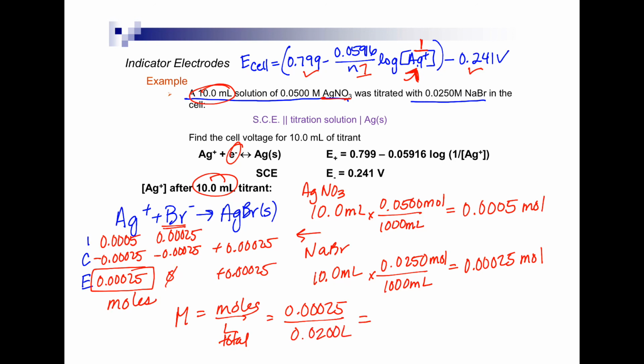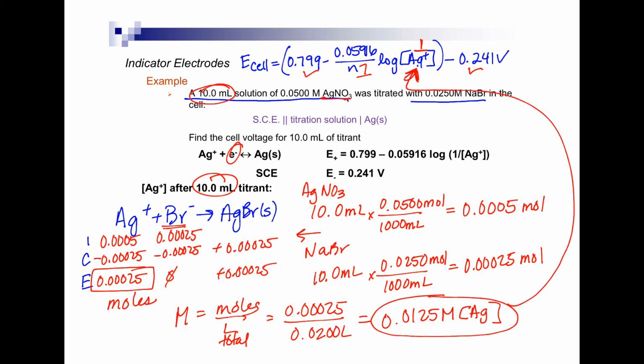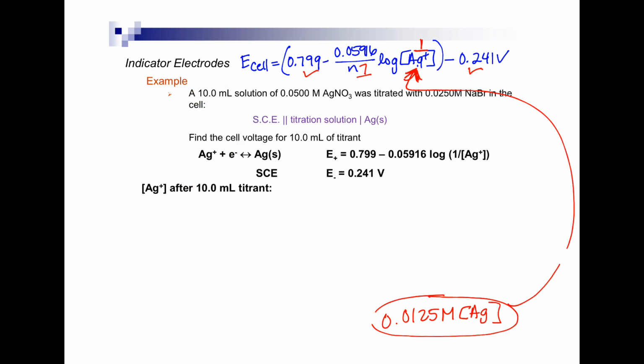And so when I do that, I get 0.0125 molarity of silver ions. Okay, so I'm going to clean up the screen a little bit here, but this concentration is what I'm going to put up into that part of our equation there. Okay, so I'm going to do the equation. So E cell equals 0.799 minus 0.05916, and there is my concentration.